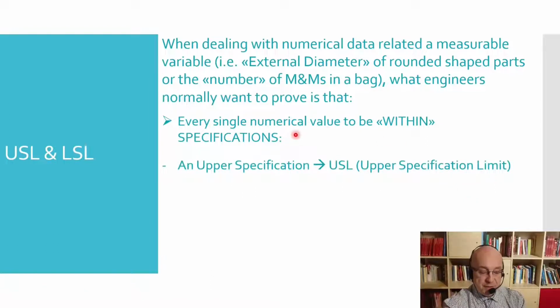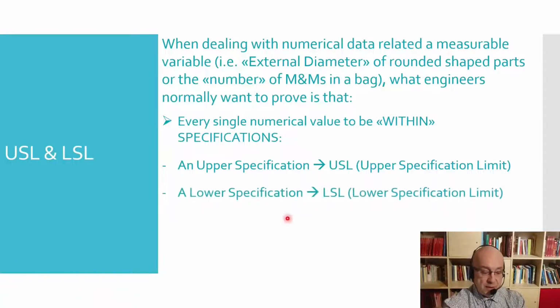When dealing with specifications, and if we want to prove that every single numerical value is within specifications, normally we have two specifications: an upper specification, which is a numerical value, described by the acronym USL, which stands for upper specification limit. And we have another, lower specification value with the acronym LSL, which stands for lower specification limit.